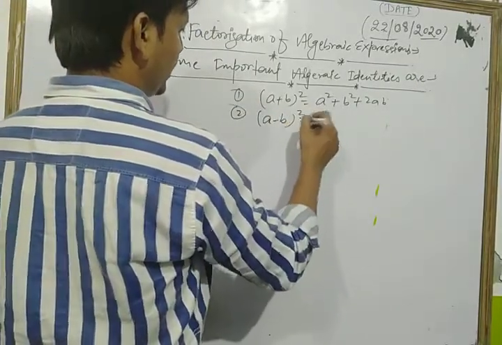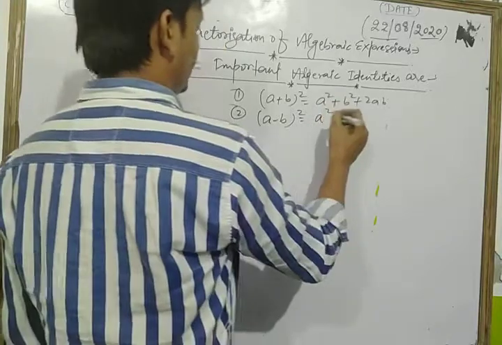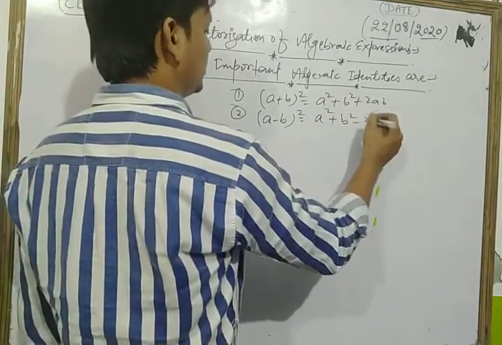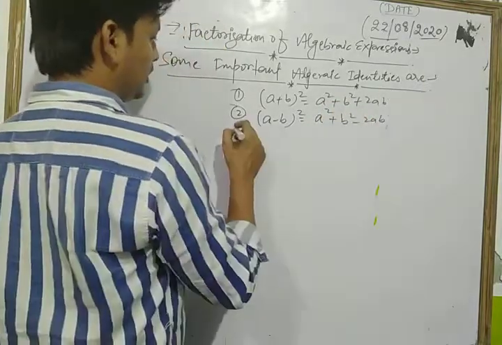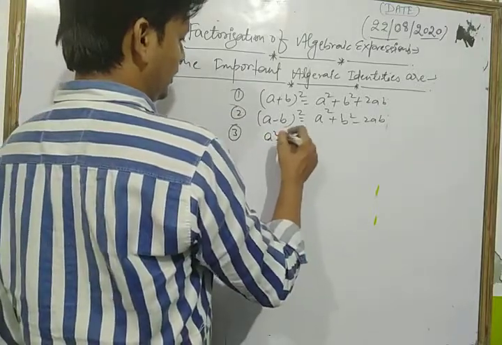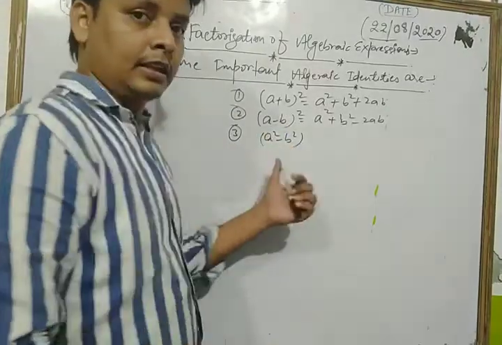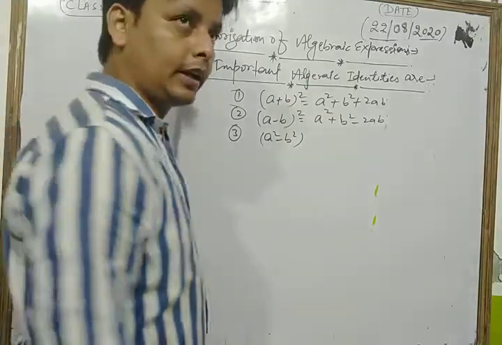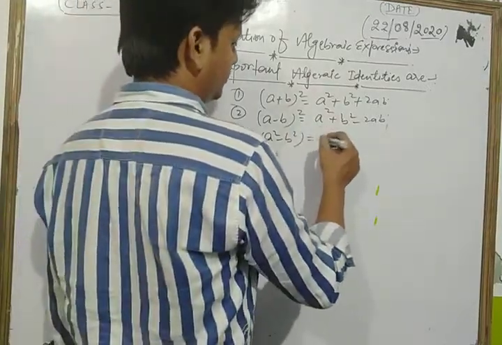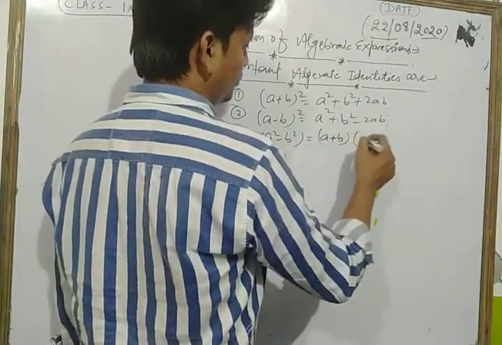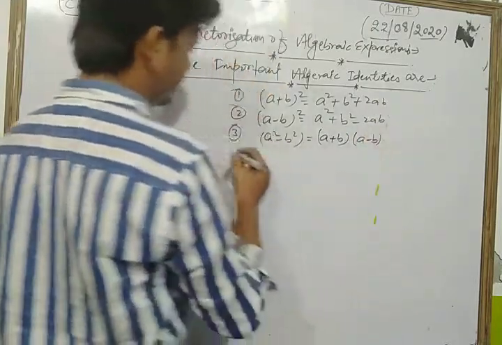(a minus b) whole square is what? a square plus b square minus 2ab. Okay, third is what? a square minus b square. The a square minus b square is what? You know that very well. (a plus b) into (a minus b).